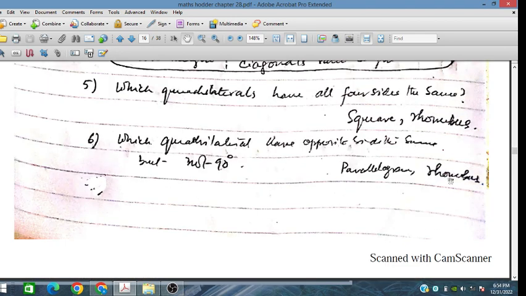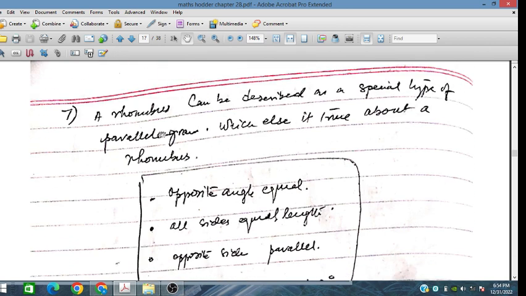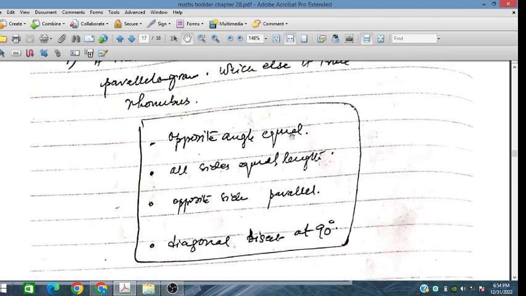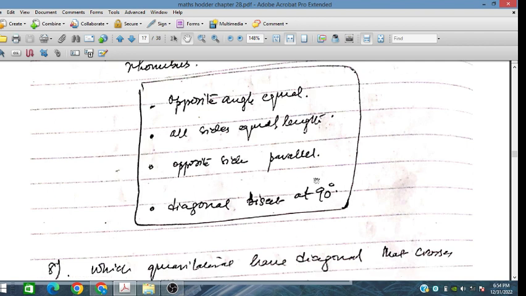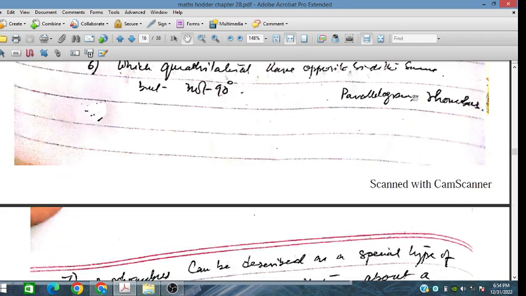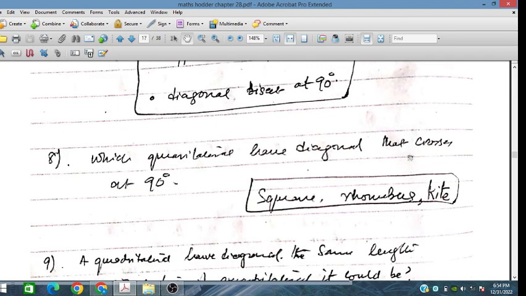A rhombus can be described as a special type of parallelogram. What else is true about a rhombus? Opposite angles are equal, all sides are equal length, opposite sides are parallel, and diagonals bisect at 90 degrees. So this is the information relevant to the rhombus. Rhombus diagonals always intersect at 90 degrees. Opposite sides are parallel, which can be seen there. Opposite angles are equal, which can be observed through the figure. All sides are equal length, as we have already described in the previous answer.